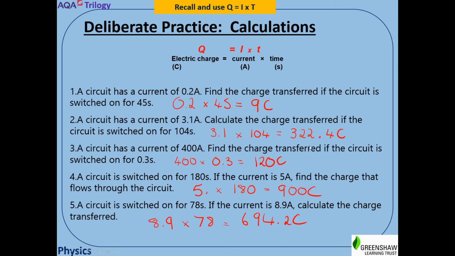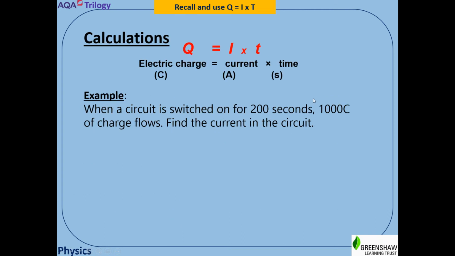Okay, so hopefully you're feeling confident at using the equation this way round. Now we need to go on and look at what happens when we are given the electric charge and we need to calculate either current or time. So here we've got a question where we are being asked when a circuit is switched on for 200 seconds, so we're being given a time, 1,000 coulombs of charge flows. So we now need to rearrange this equation in order to work out what the current is.